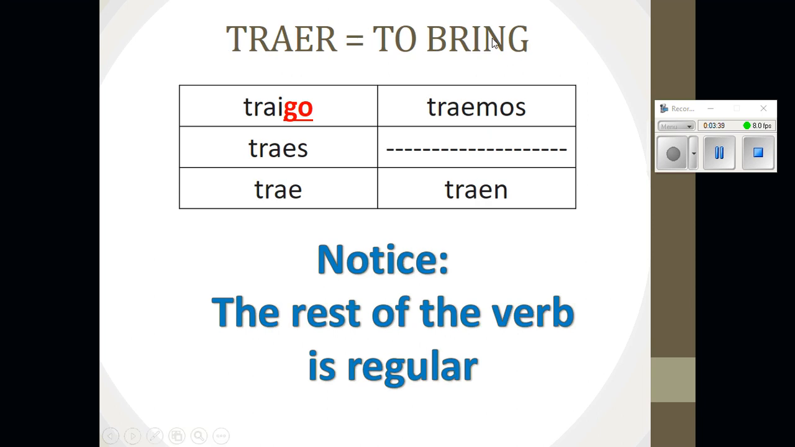Okay, traer is to bring. We need to make sure we indicate that on the note guide. And all forms are regular except for the yo. Okay, so we're going to write traigo, traes, trae, traemos, traen. Pause the video.